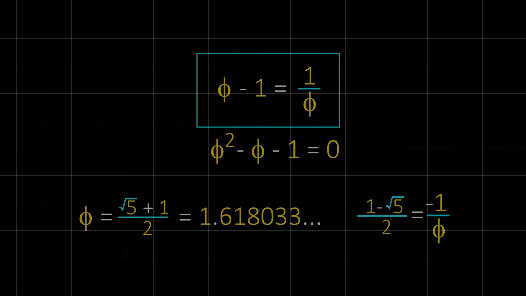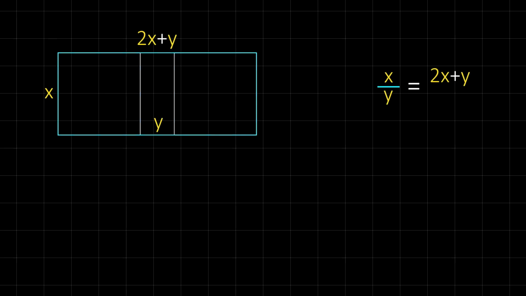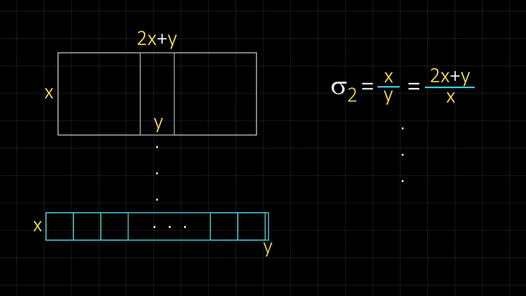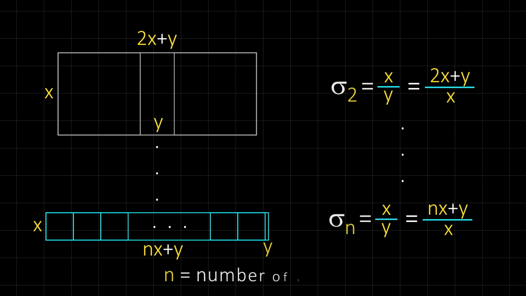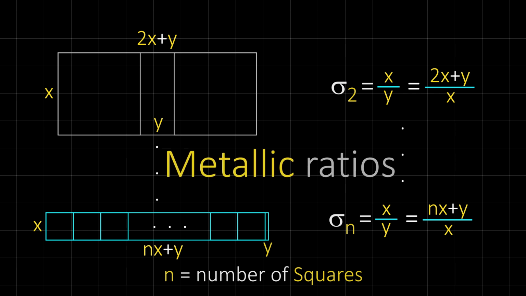Now let's talk about the silver ratio. If we take two squares and a rectangle such that x over y equals (2x plus y) over x, then x over y is known as the silver ratio. Now keep incrementing the number of squares in the rectangle such that x over y equals (nx plus y) over x, which is equal to sigma n, where n is the number of squares in the rectangle. Then this sequence of ratios is known as the metallic ratio.